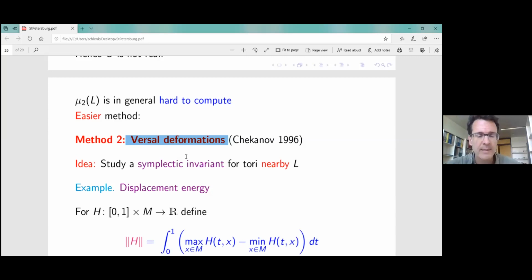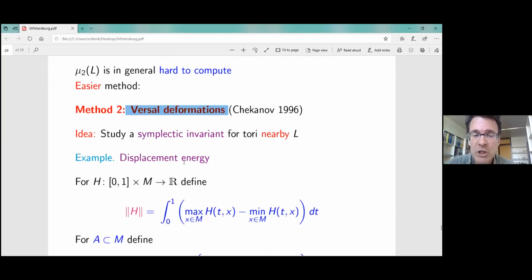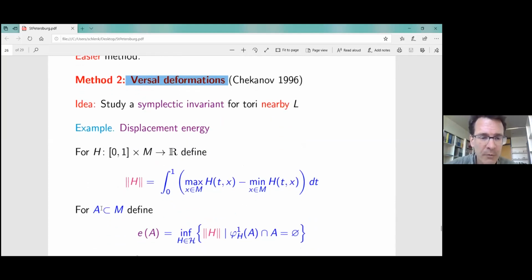So I just give you an example. You choose your preferred symplectic invariant. For us, it's displacement energy. It is kind of how heavy the manifold is. It is the energy you need to move in a Hamiltonian way the Lagrangian away from itself. So I repeat, for any subset of your manifold, later it will be certain Lagrangian tori, you define the energy as follows. So what is this thing?